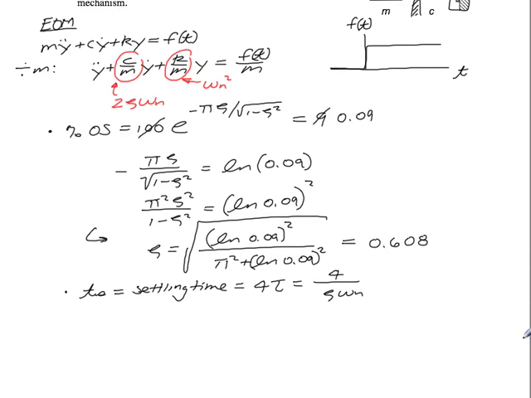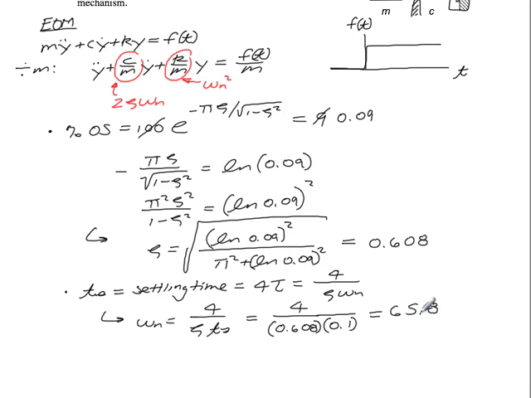So from this we can see that the natural frequency of our printhead system is 4 divided by zeta T sub s. That's 4 divided by the number we found for the damping ratio, 0.608, and the settling time of 0.1 says that our natural frequency right there on the boundary between acceptable and not acceptable is 65.8 radians per second.